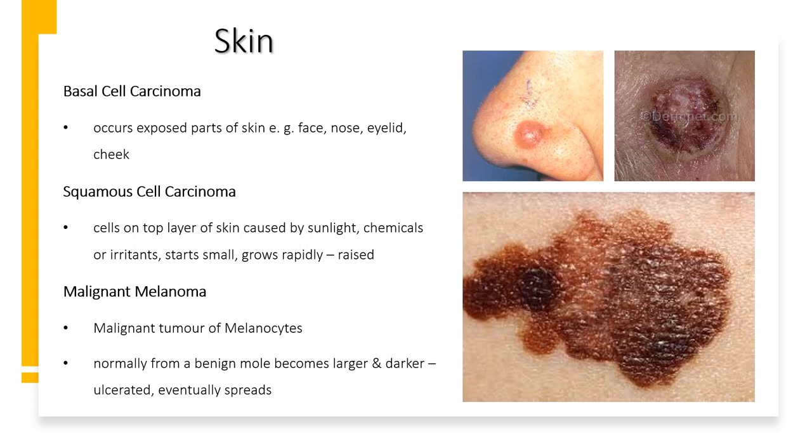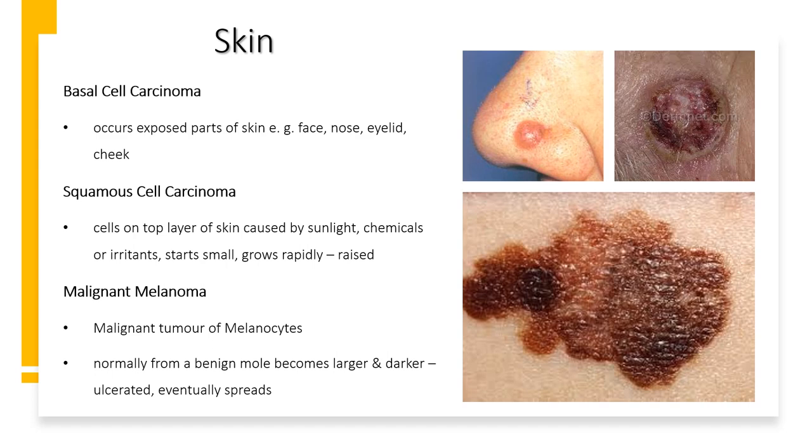A malignant tumour of the melanocytes is a malignant melanoma. This normally develops from a benign mole, so you might have had a mole for quite some time, and suddenly it starts to change shape. It gets larger, it unevenly spreads out, it becomes darker, maybe more ulcerated, and maybe different and darker in places.